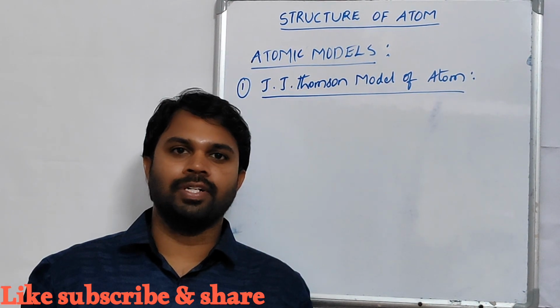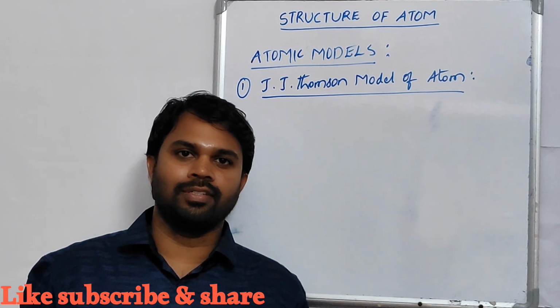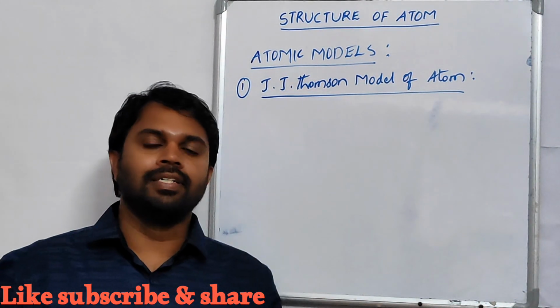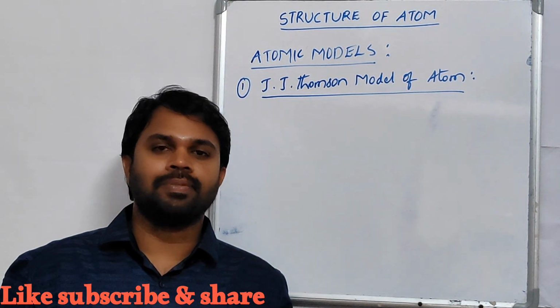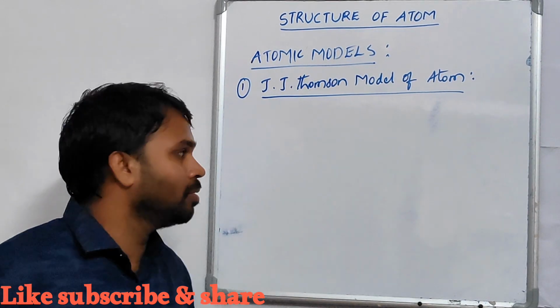In our last class, we discussed Millikan's oil drop experiment and discovery of proton and neutron. Today, we will discuss atomic models. The first model is J.J. Thomson's model of atom. This model is also called as watermelon model or plum pudding model.